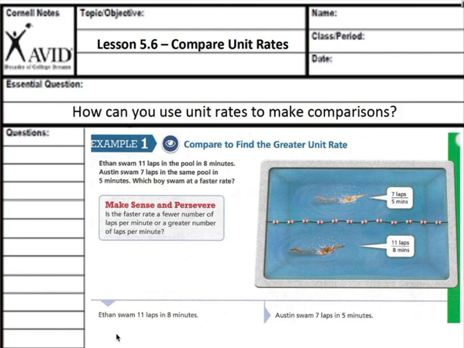Now that we know how to find unit rates, how to turn different rates into unit rates, we're going to start to use those unit rates in order to help us solve some problems. So find this page in your note packet, and we're going to work our way through a couple of these examples together to give you an idea of how I could use unit rates to help me solve problems.